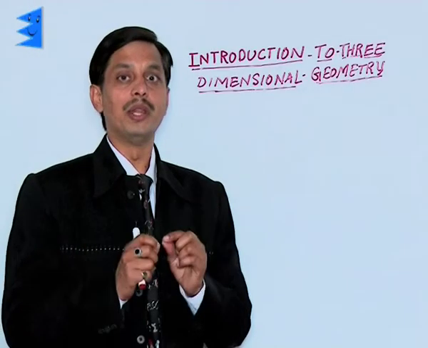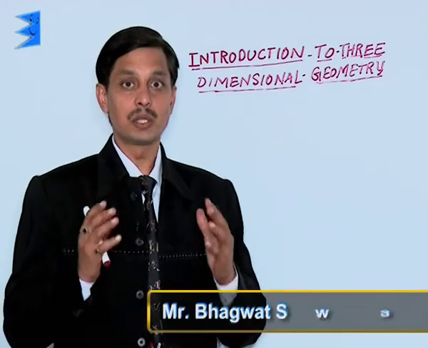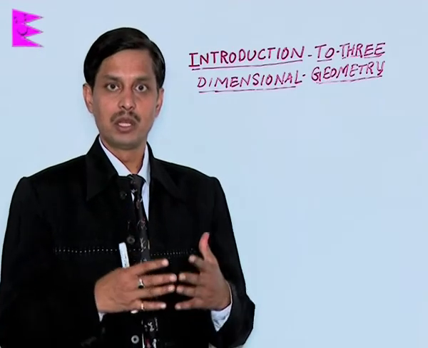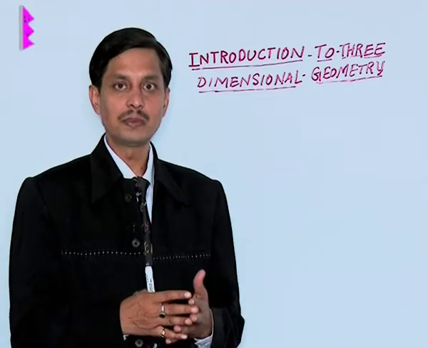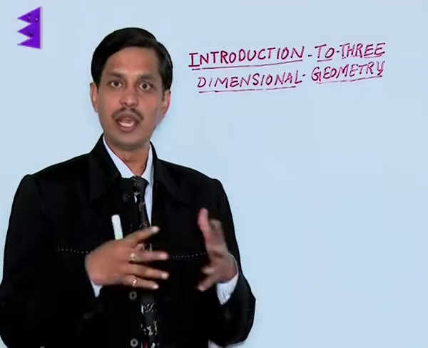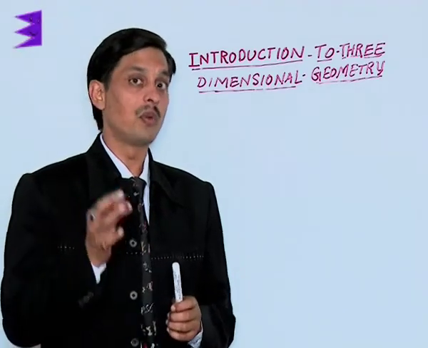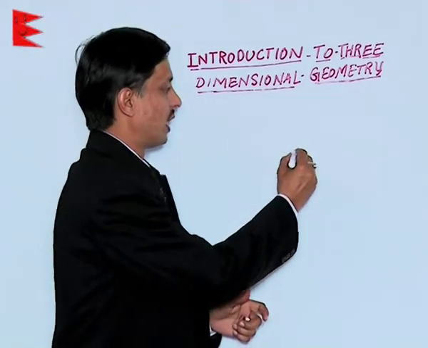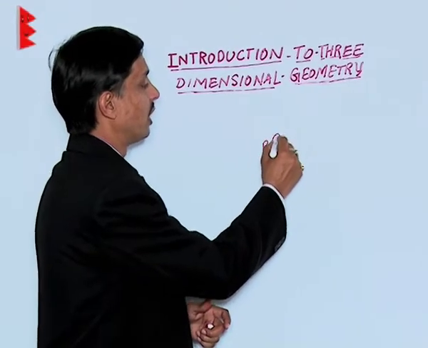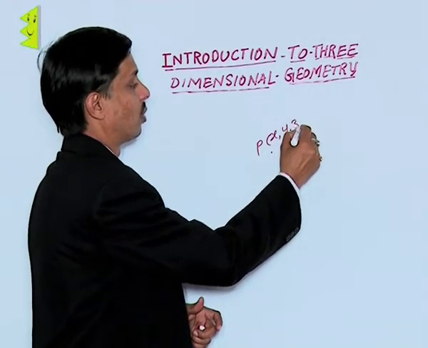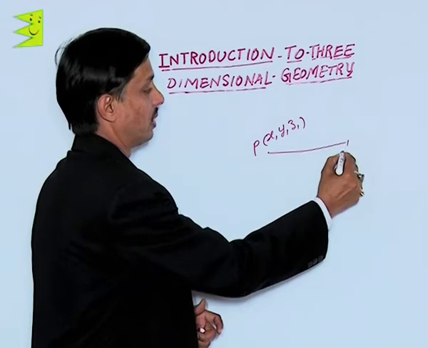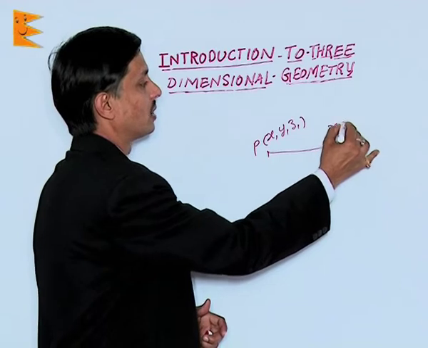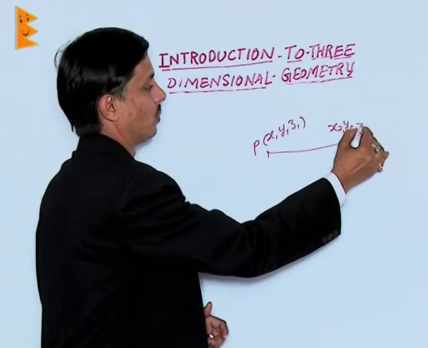Now I want to tell you what the distance formula is in space, that is, in octants. Suppose there are 2 points, each lying in any octant, then what is the formula for calculating the distance between them? Suppose there is a point P whose coordinates are x1, y1, z1, and another point in any of the octants is Q, with coordinates x2, y2 and z2.